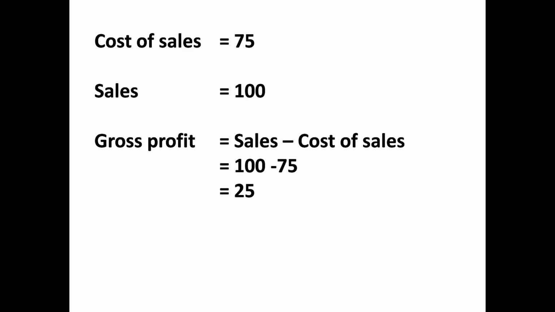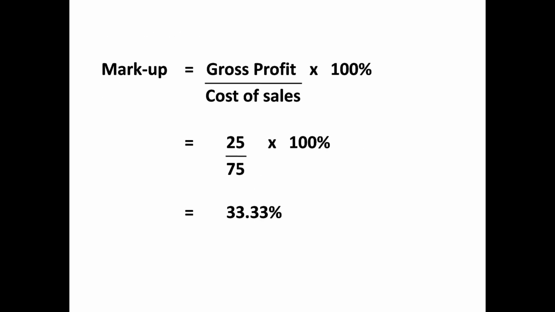Now look at your answer. Cost of sales 75 given, sales 100 given. Then you need to calculate the gross profit. Gross profit equals sales minus cost of sales. 100 minus 75, that's 25. Now we are going to calculate the ratios. We are going to calculate markup.